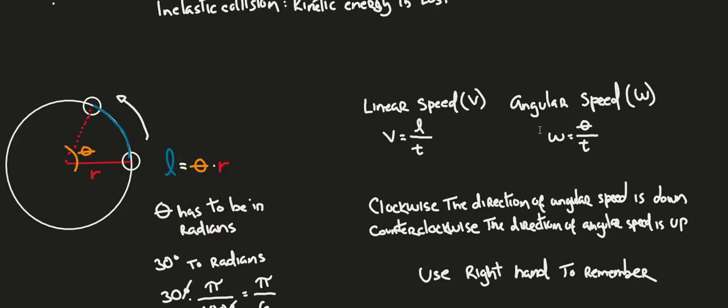If we're asked what's the direction of the angular speed, we have to know that if we go counterclockwise, the direction is up, and if we go clockwise, the direction is down. We can use our right hand to remember.